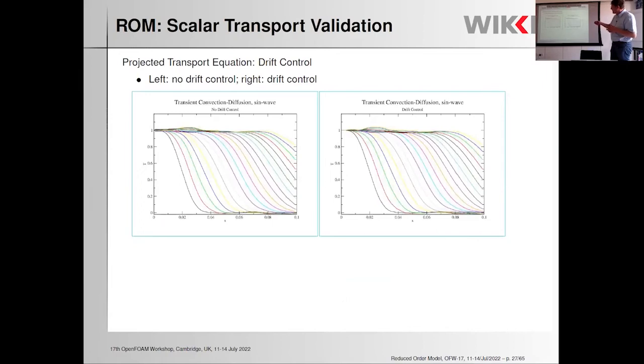So as you can see here, I have a transient convection diffusion. Drift control holds it here, but the solution is still not perfect. You see it wobbles a little bit below zero, a little bit above one. But considering how fast this runs, I really don't mind.